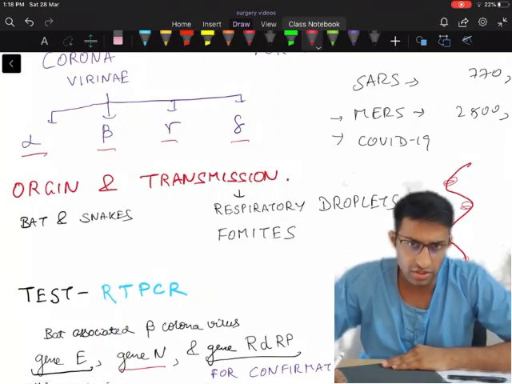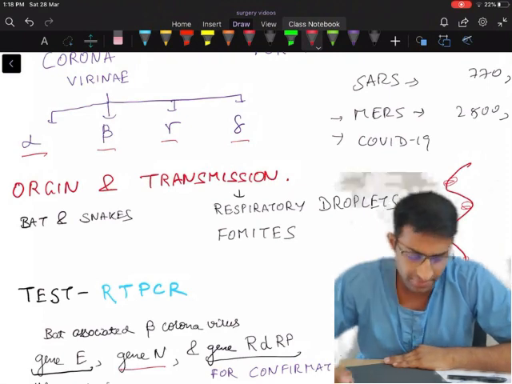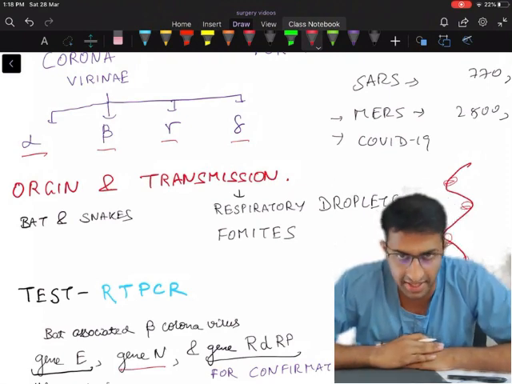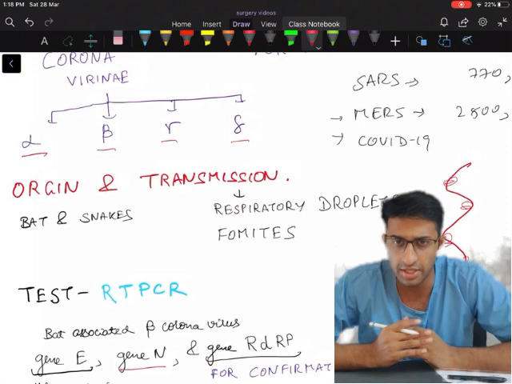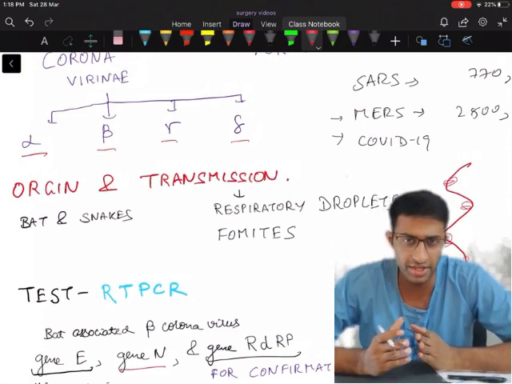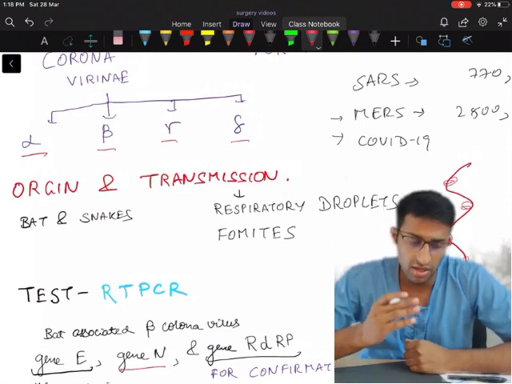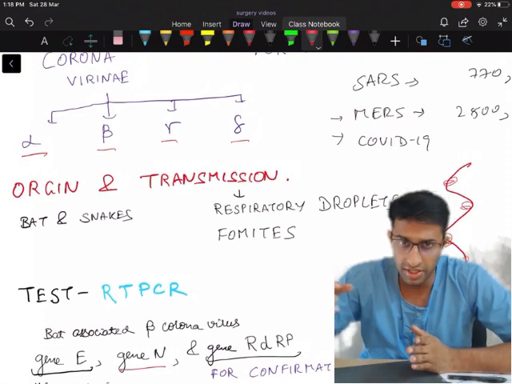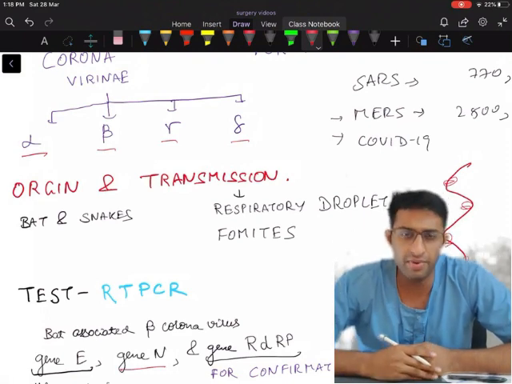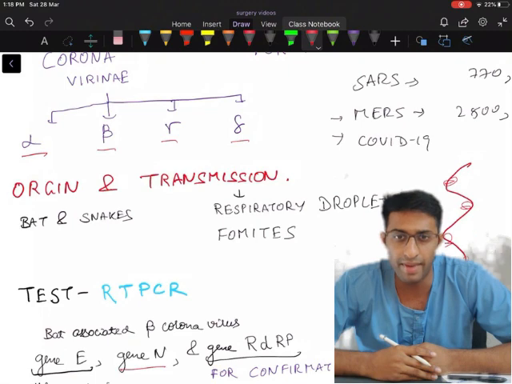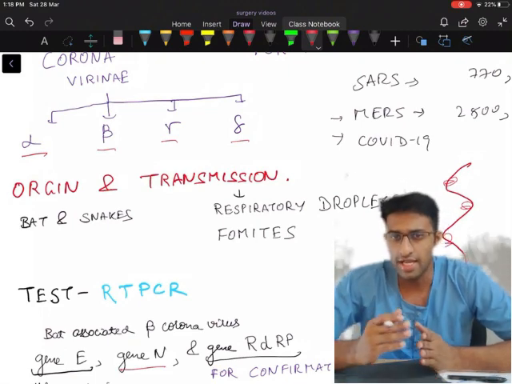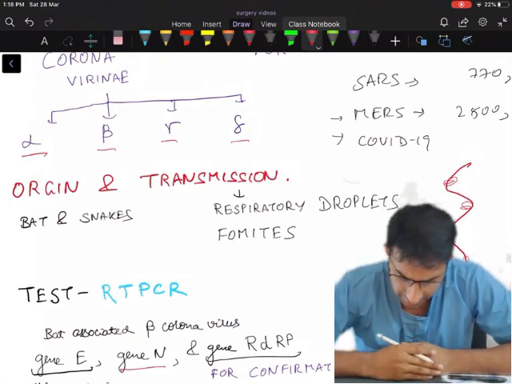So where did the mutation occur? What is the origin of this virus? This mutation occurred in bats and snakes. As you all know, the most accepted theory of why this virus originated is that there was a mutation in bats and snakes, and when Chinese people consumed food containing bats and snakes, the virus was transmitted from animals to human beings.